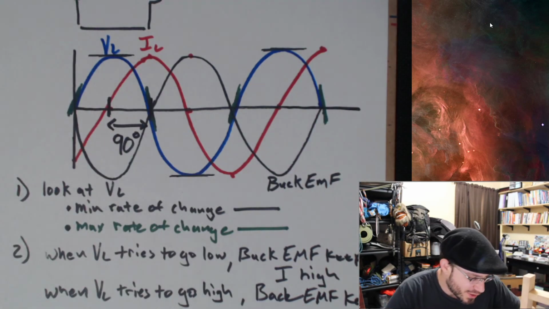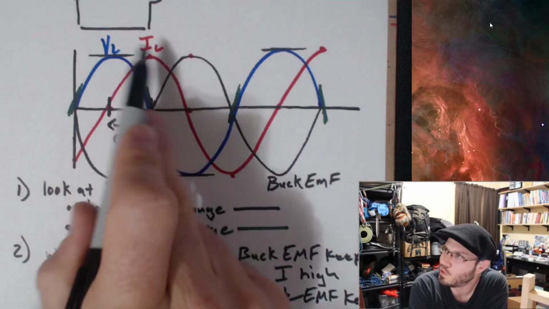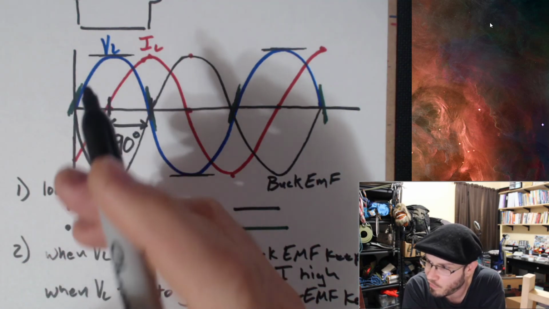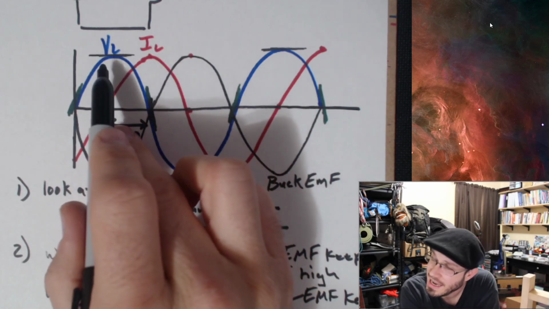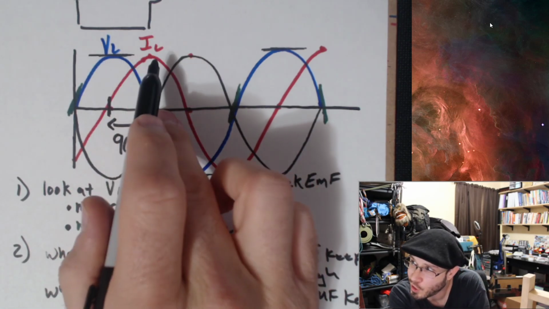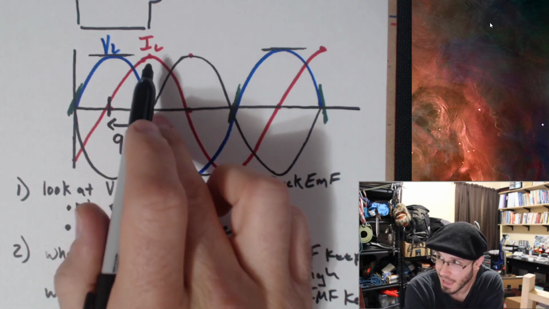But the end result is that the voltage and the current are 90 degrees out of phase with each other. And in fact, it looks like the voltage reaches its max before the current reaches its max.